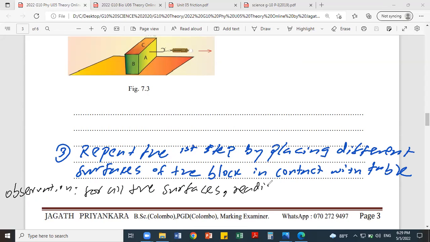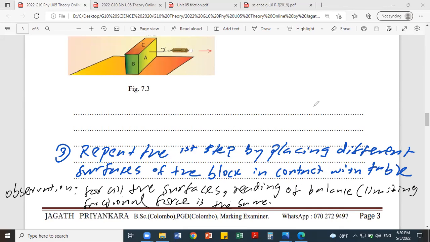Reading of the balance means what? Limiting frictional force. Limiting frictional force is the same. So this is very important.